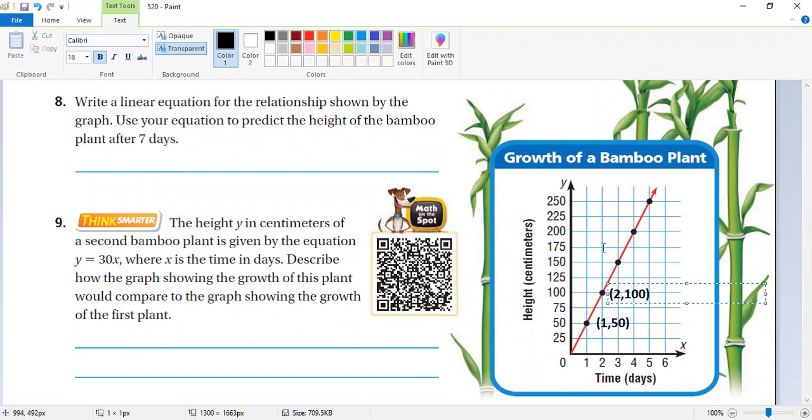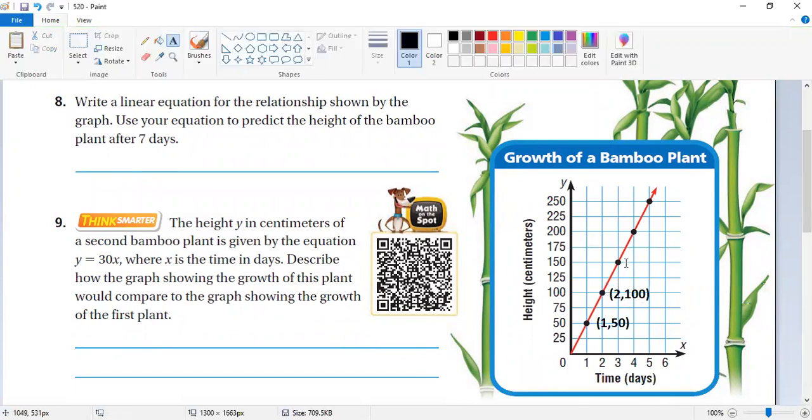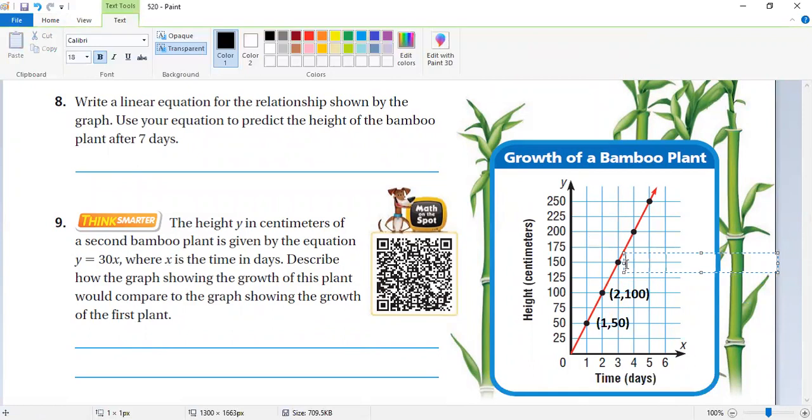Okay, I think 3 points will be more than enough for us to write the equation. So when x is 3, what is the value of y? Look at this. This is 3. You go up, up, up until you reach the line, and then go across. It's going to be 150. So now we have the values of x and y. X is 1, y is 50. X is 2, y is 100. X is 3, y is 150. Now let's find out the pattern in this.